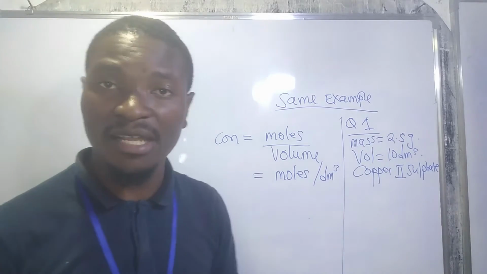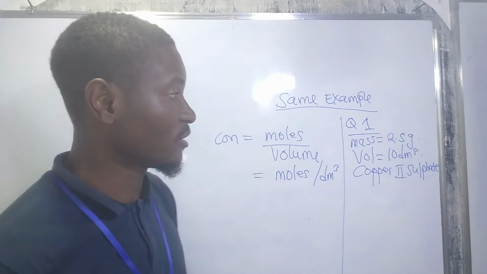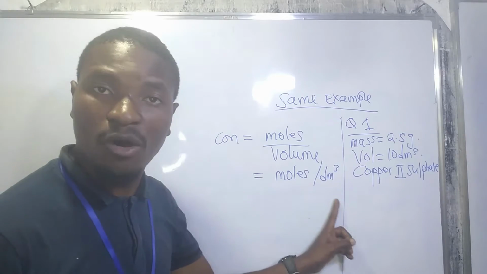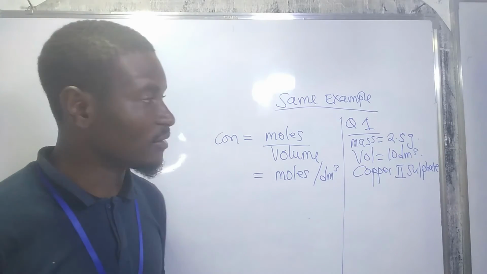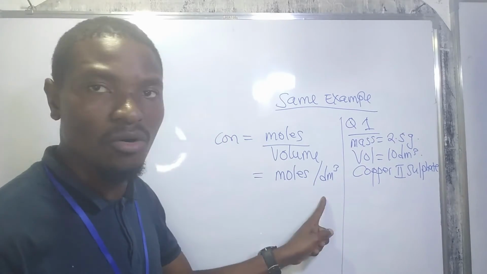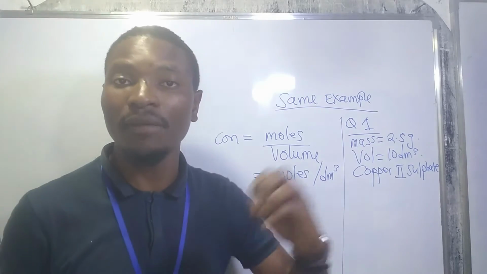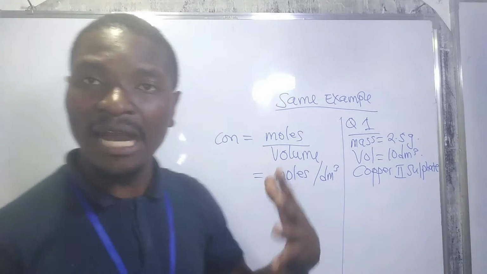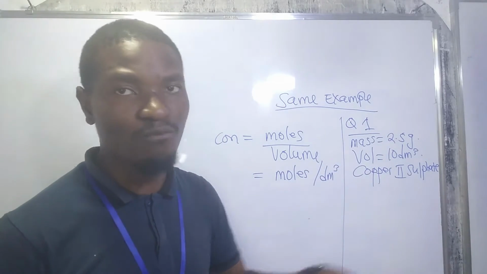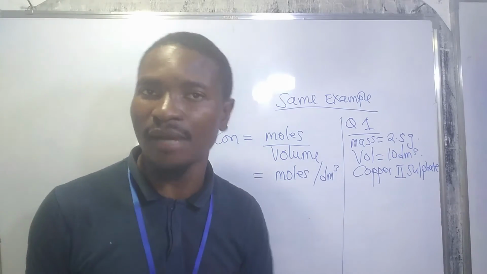So after you have gathered that information, what you need to understand is that the question is saying find the concentration in moles per cubic decimeter. So our final answer should be in moles per cubic decimeter. Now the problem here is that we don't have the number of moles. So first of all, we're going to find the number of moles, okay?